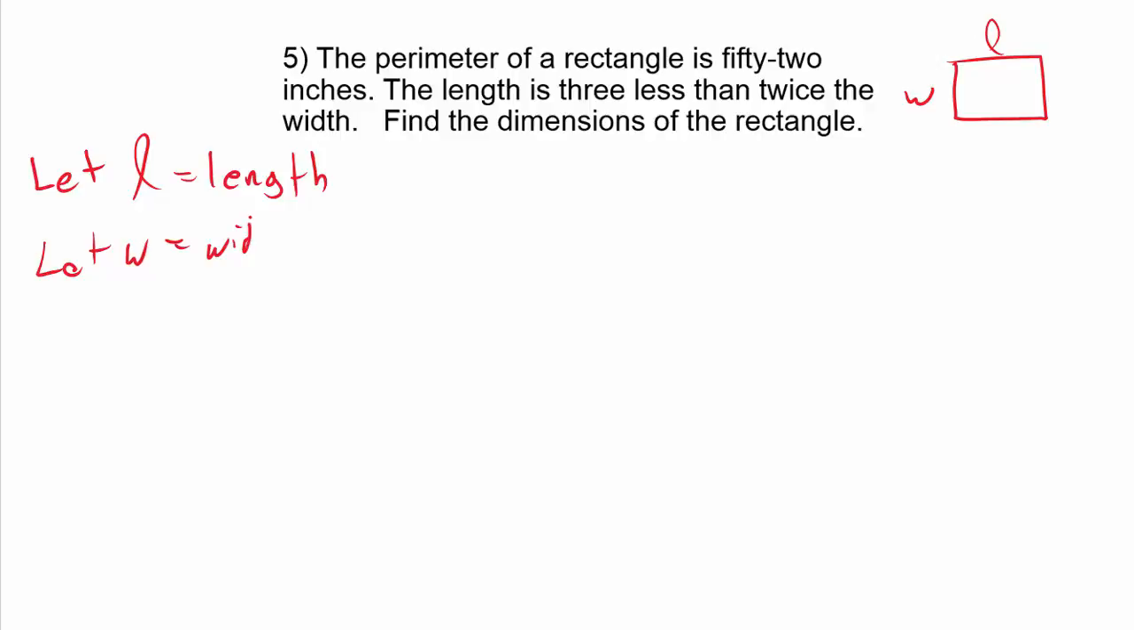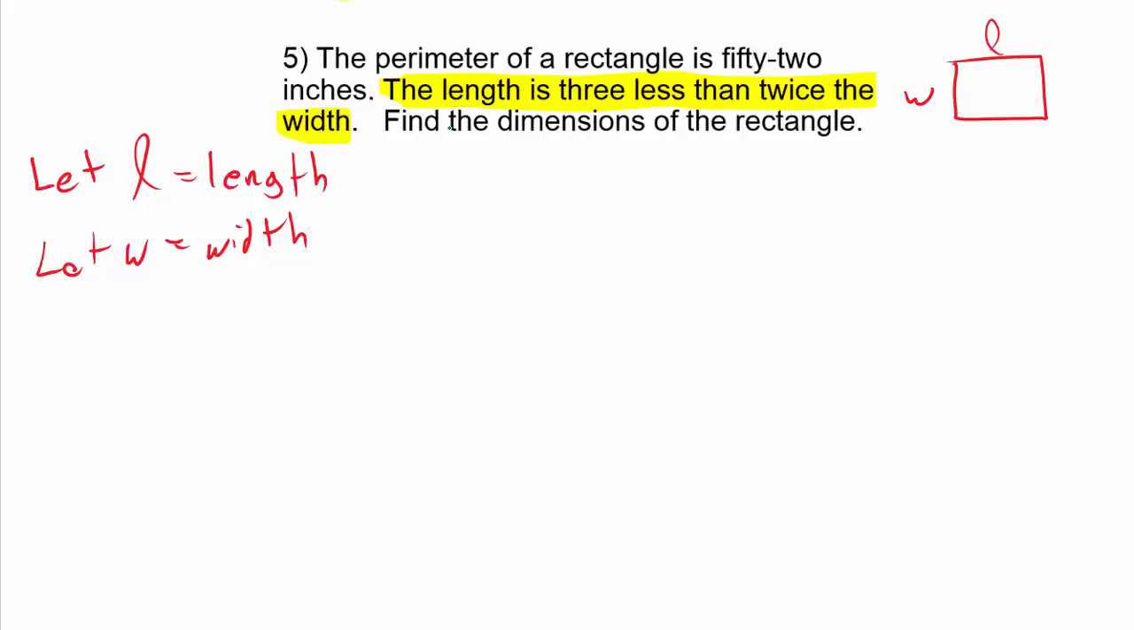You really don't have to use x and y. I've been doing that, but really, you can let these be whatever you want. I think sometimes it's less confusing to use letters that make a little more sense to the problem. So we've got the perimeter of a rectangle is 52 inches. The length, and I'm going to start here on this one. It's the one most people see first. The length is 3 less than twice the width.